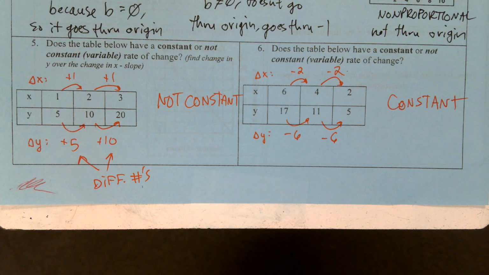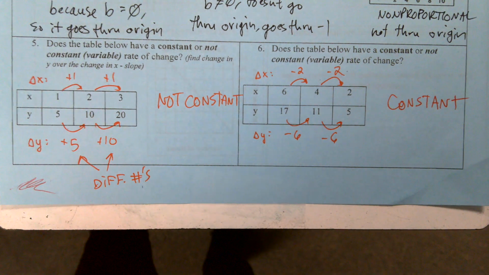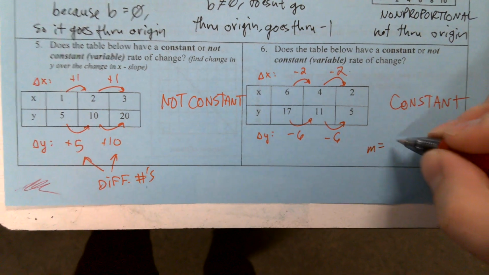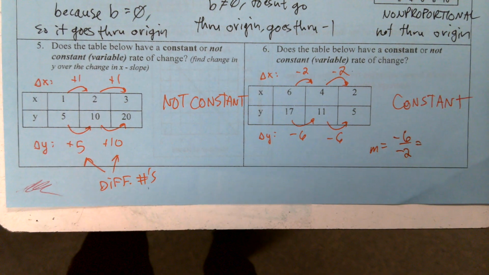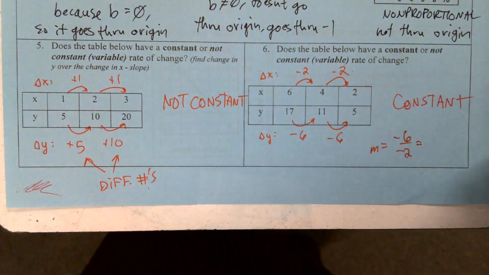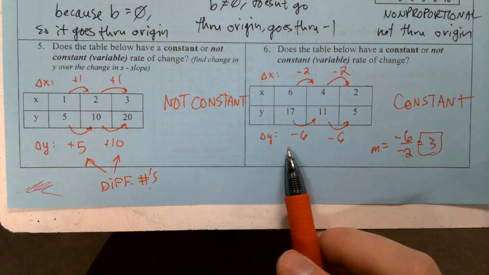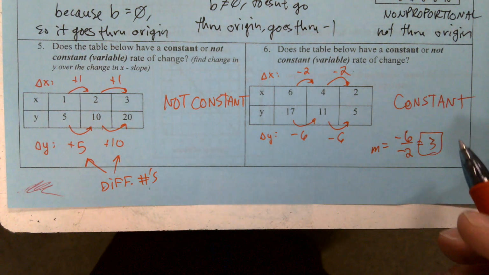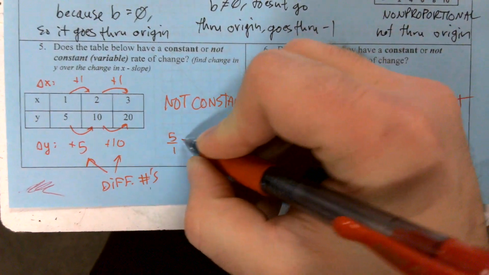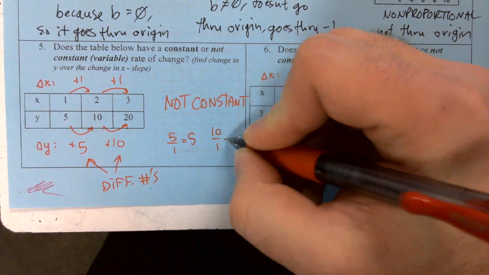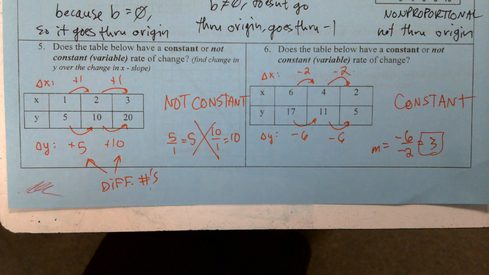I know it's not asking this, but what would the rate of change or the slope be in number 6? -6 over -2, right? Which would be equal to what? 3. Thank you, Francisco. 3. So when we have a constant change in y over a constant change in x, we can simplify that to get a number. But over here, 5 over 1 is equal to 5. 10 over 1 is equal to 10. Those are not equal, so it is not constant.